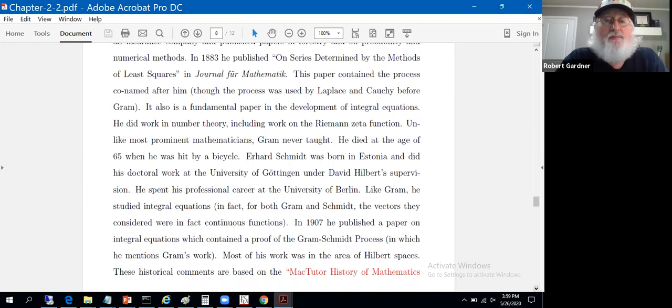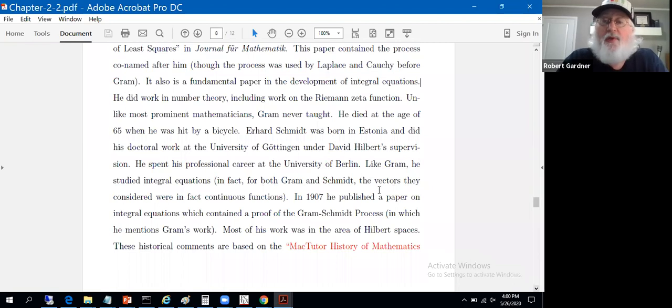Gram, oddball story, he never taught math. We mentioned the other things that he did. Some real trivia here. He's hit by a bicycle and died at age 65. Schmidt, of Gram-Schmidt, was born in Estonia, did his doctoral work at the University of Göttingen under Hilbert's supervision, did most of his career work at the University of Berlin, also studied integral equations.